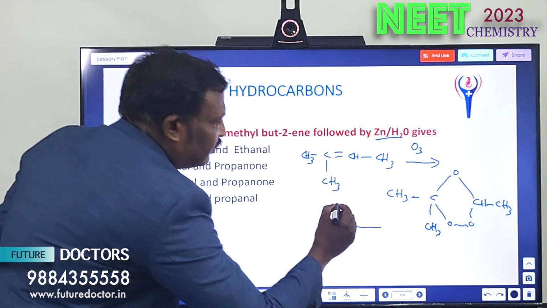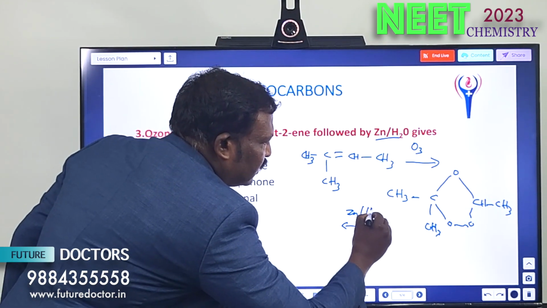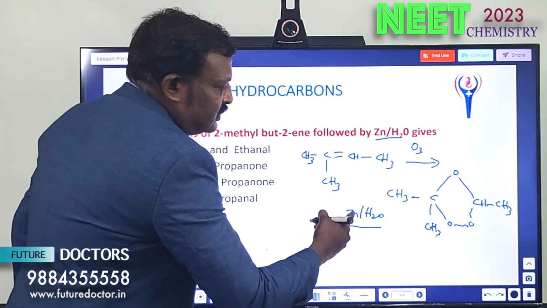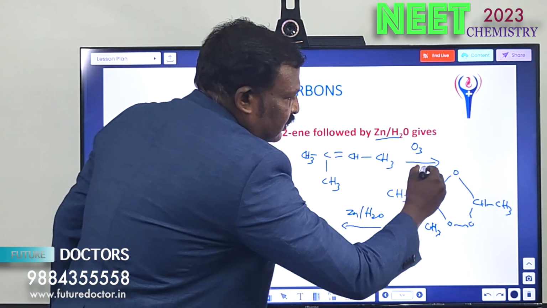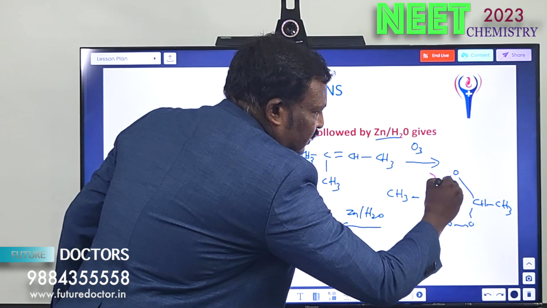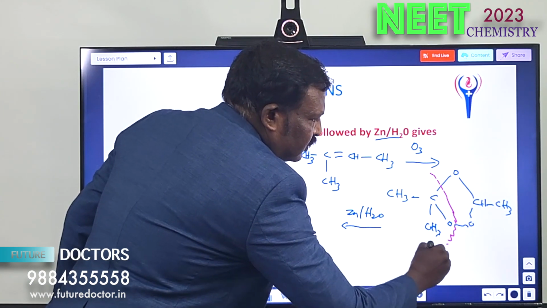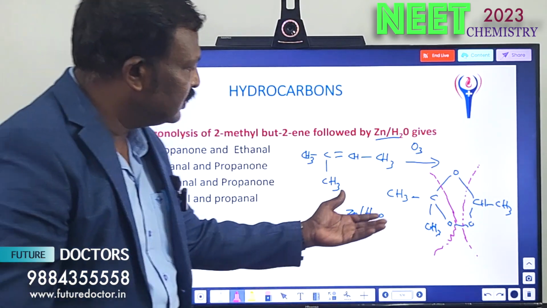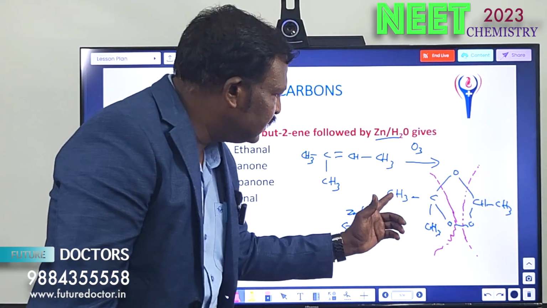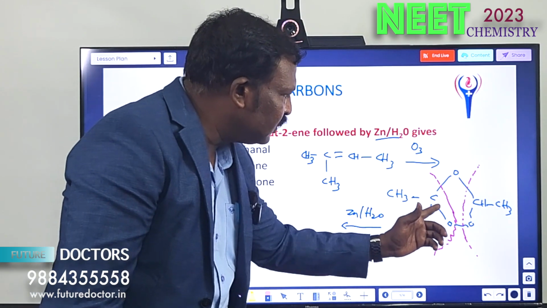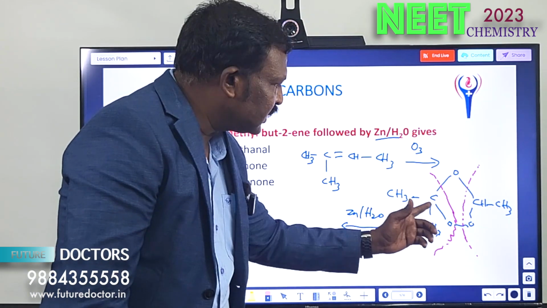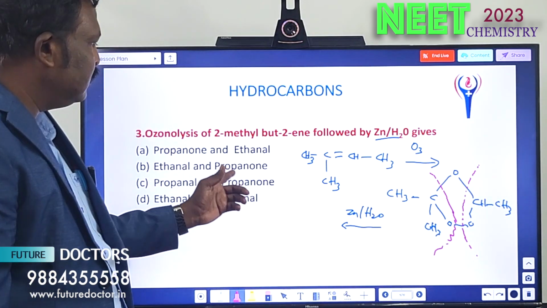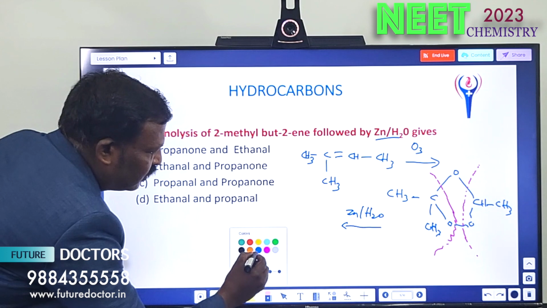Okay. Now next one is what? Next we are adding zinc in presence of water molecule. If you add, what happens? When we add zinc in presence of water molecule, the water molecule breaks the biggest compound into smaller compounds. You following? We are getting 2 compounds. This side 1 compound, that side 1 compound. This side is CH3, CO, CH3. Just try to understand, it's a ketone compound. Understood? CH3, CO, CH3 means it is propanone.